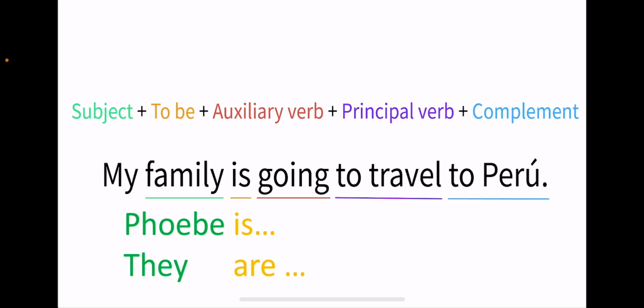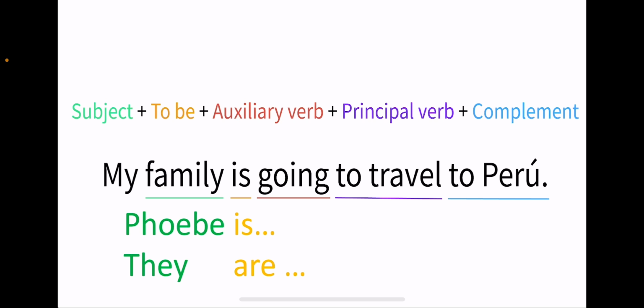And for the question, we're going to change the position of verb to be with the subject, and we're going to say, is my family going to travel to Peru? Is Phoebe going to travel to Peru? Are they going to travel to Peru? So we just change the position of verb to be at the beginning, and then we put the subject and then going to, sorry, and then the principal verb. That's how we create different sentences with going to.